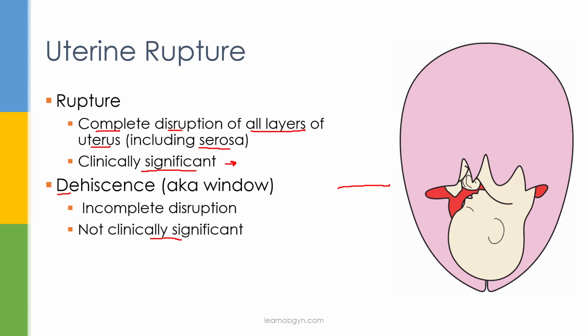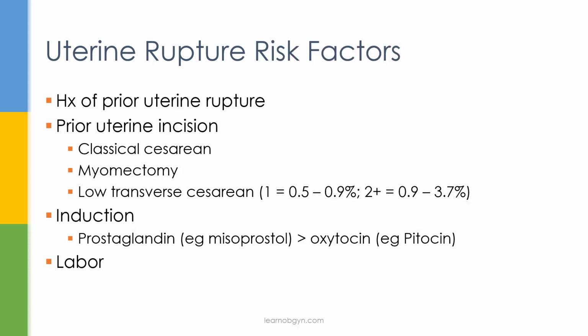In the picture over here, you can see this is a complete rupture. The entire layers are broken, and the baby is actually leaving the uterus, but not through the cervix, but instead exiting into the abdominal cavity. Let's discuss risk factors. So again, history of prior condition is a risk factor for that condition. So a history of a prior uterine rupture is a risk factor for another uterine rupture.